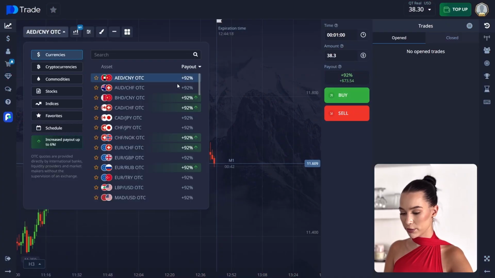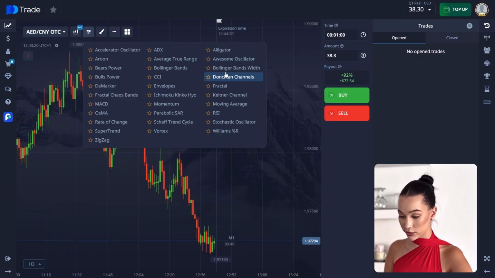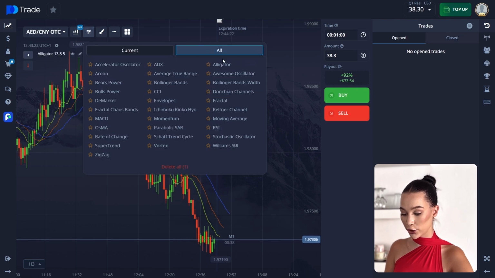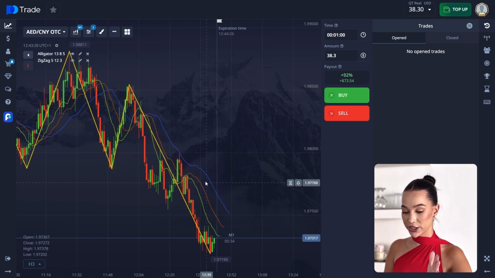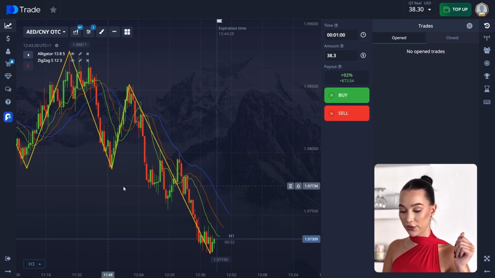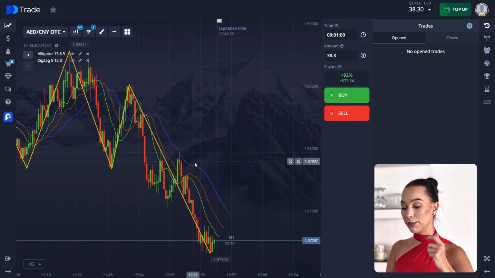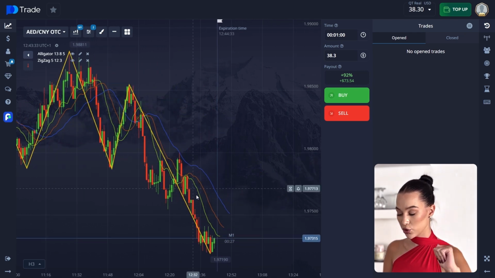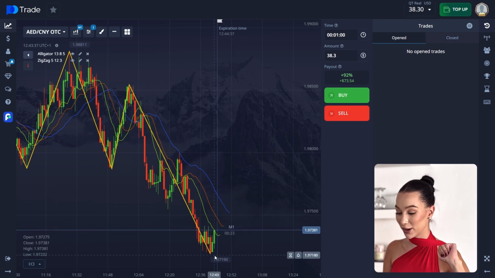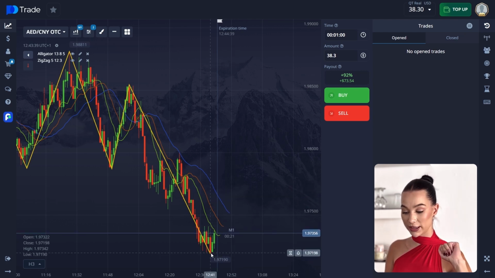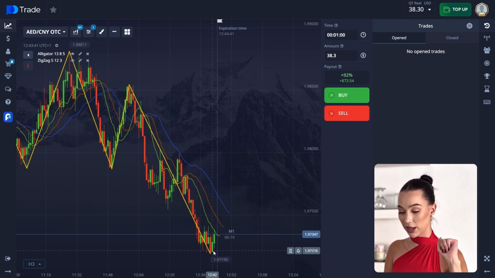So here is our Pocket Option account, and firstly we go to the indicators, and as I told you already, we choose alligator and zigzag indicators with the following settings. Alligator is 13, 8, and 5. Zigzag is 5, 12, and 3. Time of the expiration is 1 minute. As I told you, on my balance I have $38.30 to be more clear. Time frame of my candles is M1, that means that every candle lasts 1 minute.